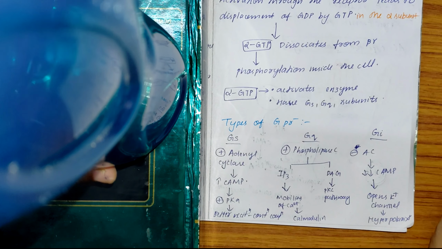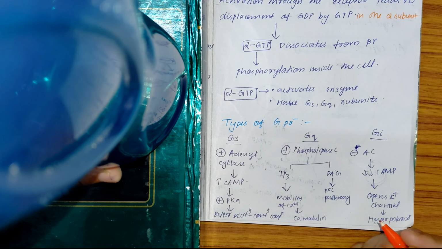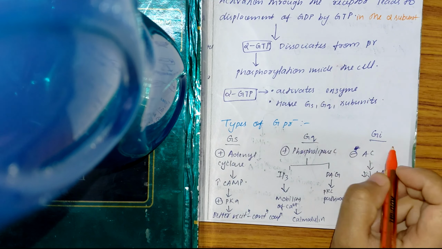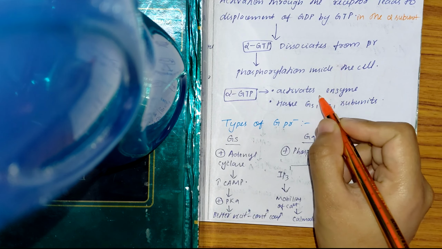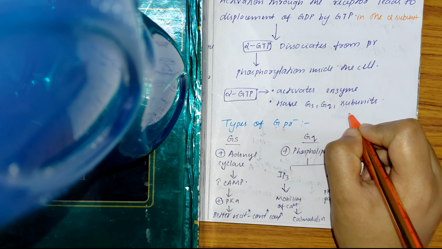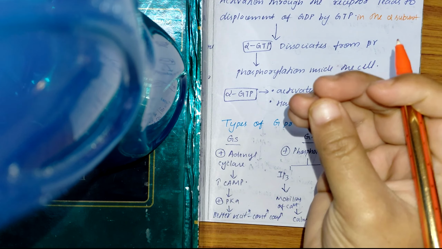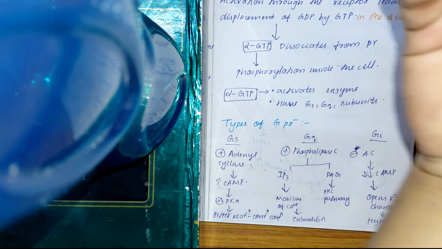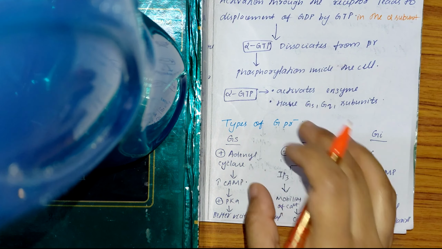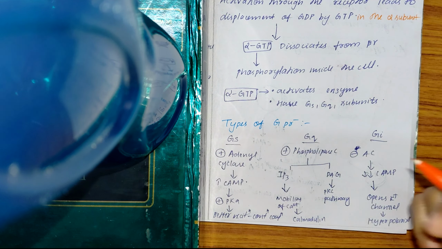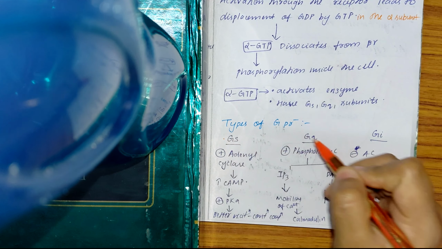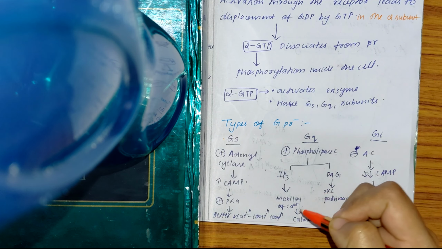Now let's see what the types of G protein are. The alpha G protein, the part which gets dissociated, activates enzymes and has Gs and Gq subunits. Now let's discuss why we have these subunits. The types of G protein are Gs, Gq, Gi.